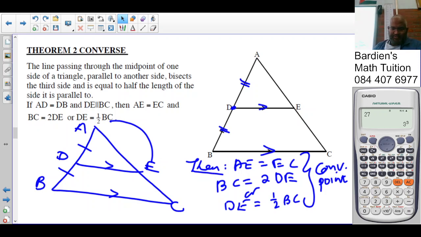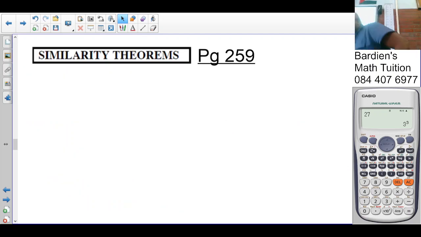Okay, there's Theorem 2. I'm just going to pause the video for now. Okay, so now we're looking at the Similarity Theorem. We're on page 259. You guys remember when last did you have similarity? When did we do similarity? In grade 10. You did similarity in grade 10.